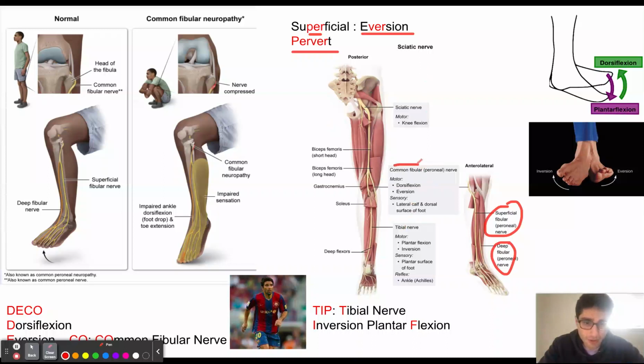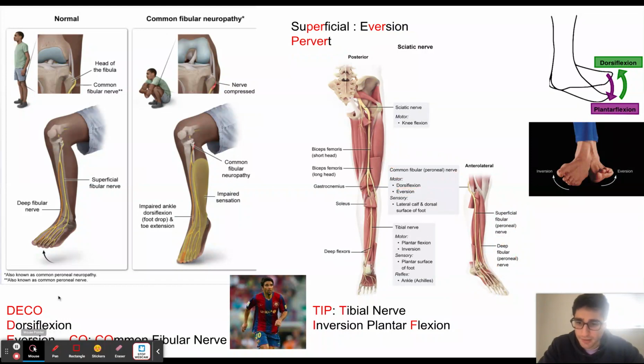Okay, so the common fibular nerve is going to have two motor functions, dorsiflexion and eversion, and then it is going to divide into the superficial fibular nerve and the deep fibular nerve. Superficial is going to be responsible for eversion, and the deep is going to be mainly responsible for dorsiflexion. Now, for sensation, the deep fibular nerve is going to be responsible for sensation between the great toe and the second toe. So it's over here. Whereas the superficial fibular nerve is going to be responsible for the lateral leg as well as the dorsum of the foot.